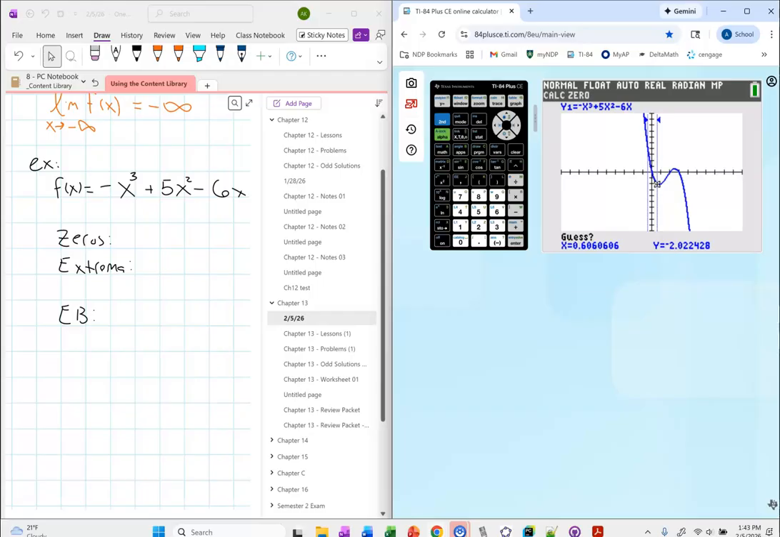The third question is a guess. Because there's only one thing for it to look for, does the guess matter? Nope. You just got to make sure that it's between the 2 lines. I just press enter wherever it is. So there's my first x-intercept, the point 0, 0.